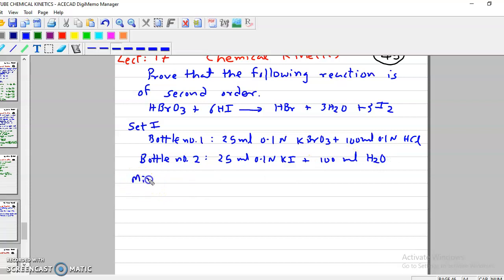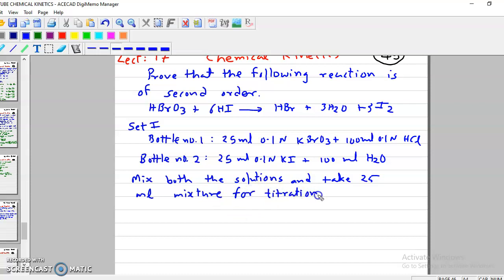Well, mix both the solutions, and take 25 ml of the mixture for titration against 0.01 normal Na2S2O3 solution, using starch as an indicator.